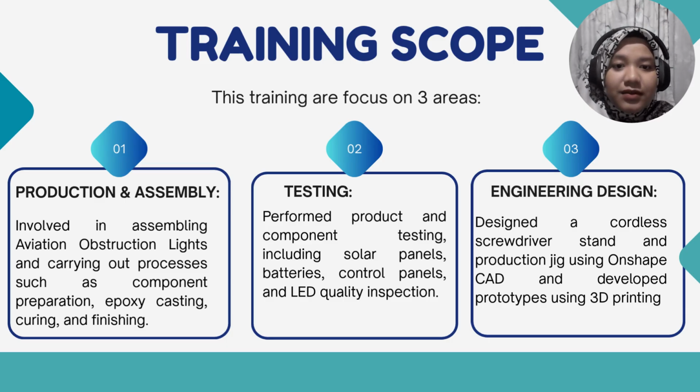The second area was testing. And in this area, I performed product and also component testing, including solar panels, battery, and also LED quality inspection. So the third area was engineering design. In this part, I used Onshape CAD to design a cordless screwdriver stand and also a chip production design. So for the cordless stand, the prototype was then developed using 3D printing.